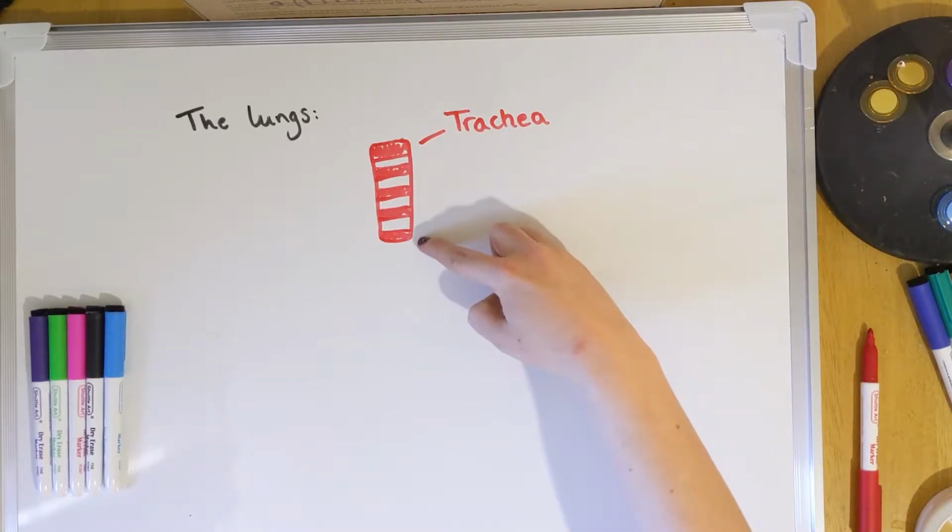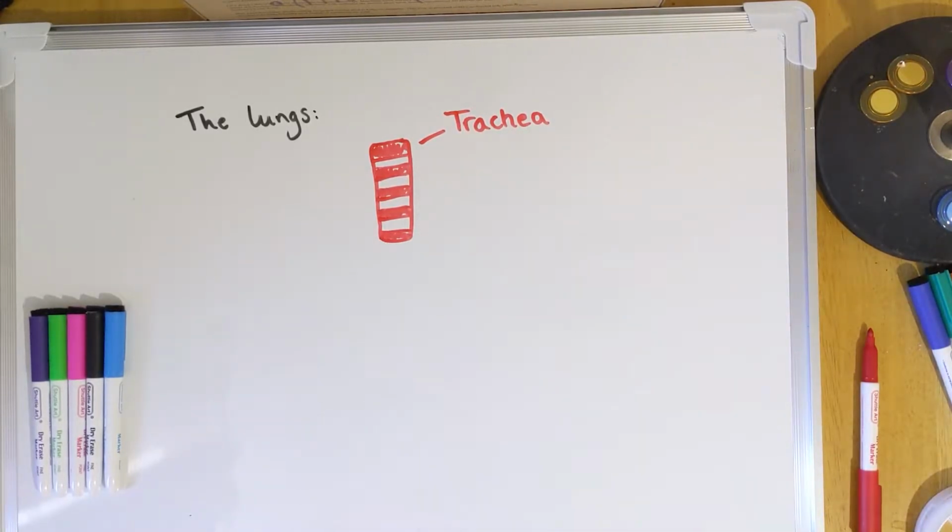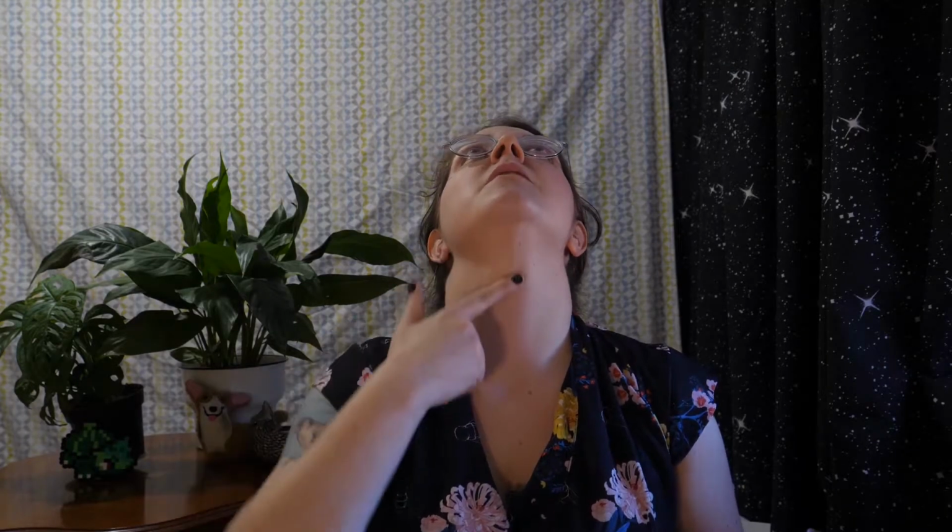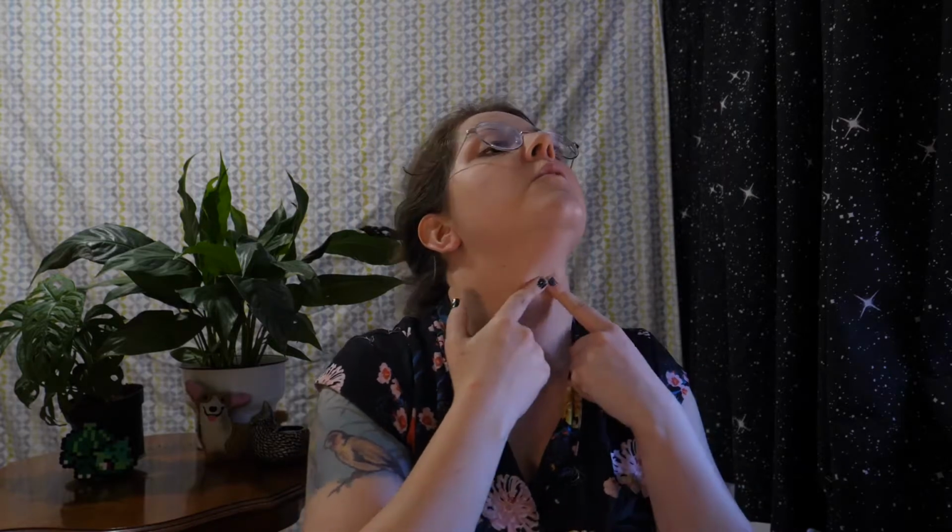Now your trachea is just the tube, the pipe that brings the air that you're breathing in to your lungs and the air that you're breathing out to your mouth and into the atmosphere. You can see on my diagram, the trachea has these lines. Now those are rings of cartilage and you can actually feel them on your own neck. So if you look up and you run your finger up and down, you should feel little bumps.